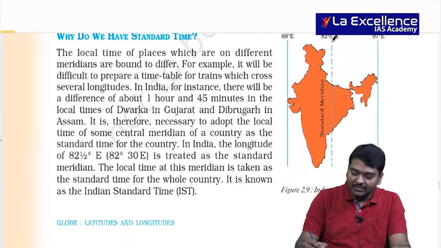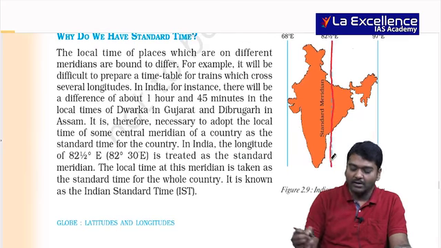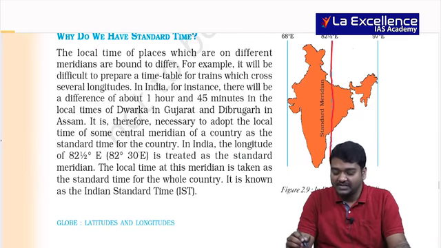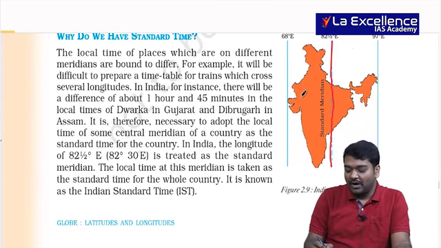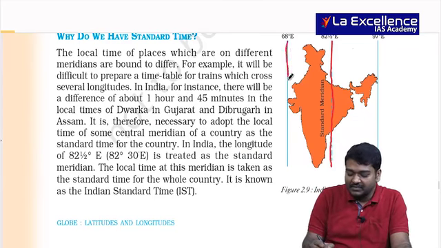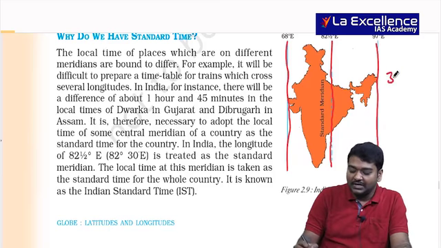And for you, the assignment is 82.5 degrees east. Whenever I am talking about it, you should try to see which are the states through which 82.5 degrees passes. The second important thing you have to remember is the distance between Gujarat and Arunachal Pradesh is almost 30 degrees. That means a 2 hour difference is there.